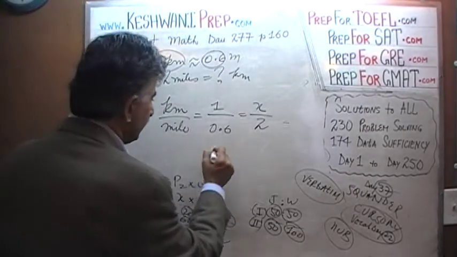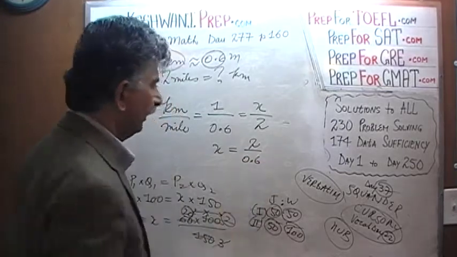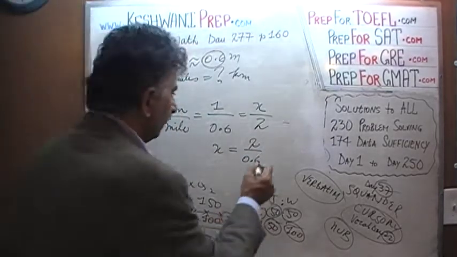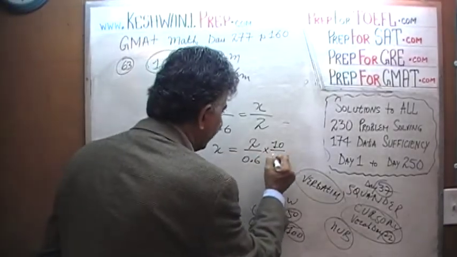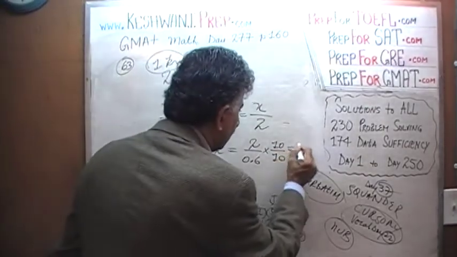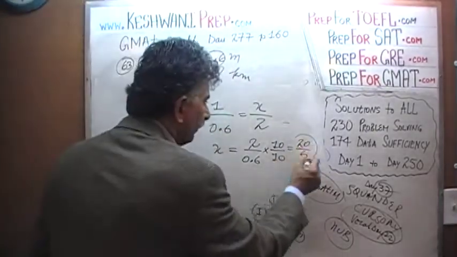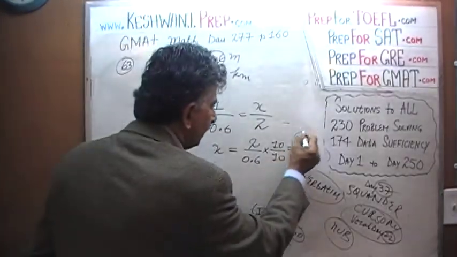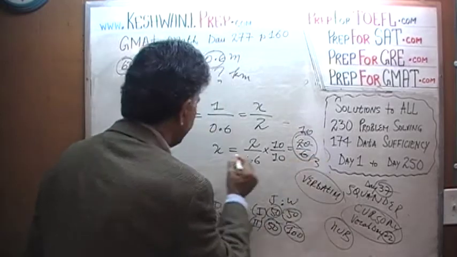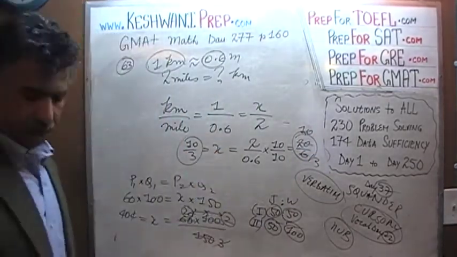Multiply both sides by 2 and you find that x equals 2 over 0.6. Multiply top and bottom by 10, and we end up with 20 over 6. If you reduce top and bottom, it becomes 10 over 3. X equals 10 over 3.